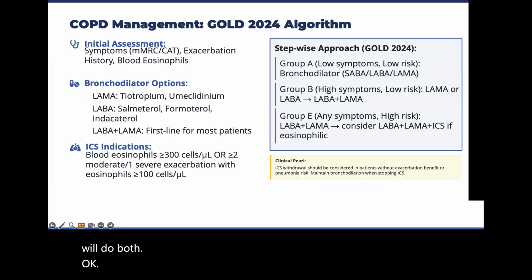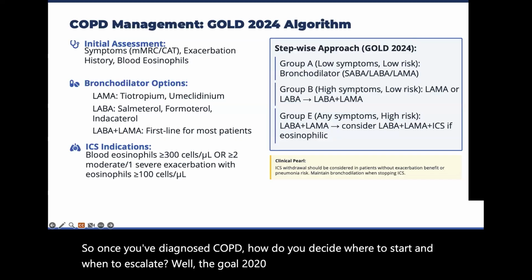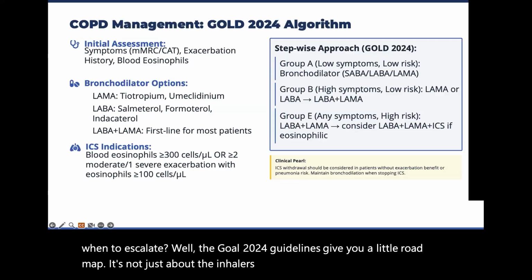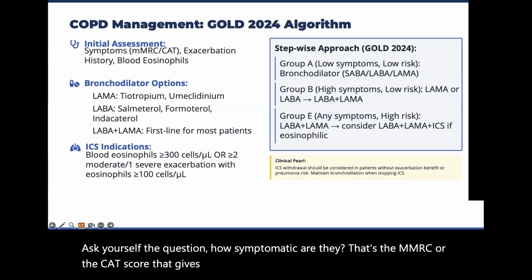Okay. So once you've diagnosed COPD, how do you decide where to start and when to escalate? Well, the GOLD 2024 guidelines give you a little roadmap. It's not just about the inhalers, it's about matching the mechanism. So ask yourself the question, how symptomatic are they? That's the MMRC or the CAT score. That gives you how symptomatic they are.